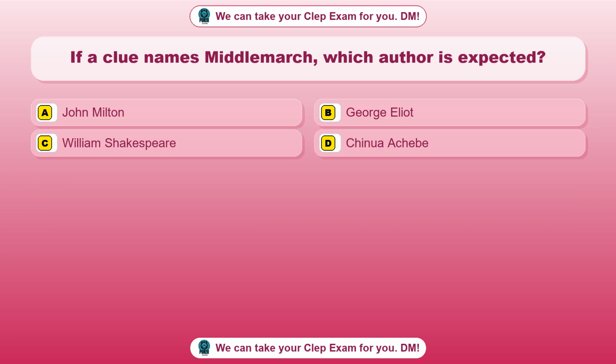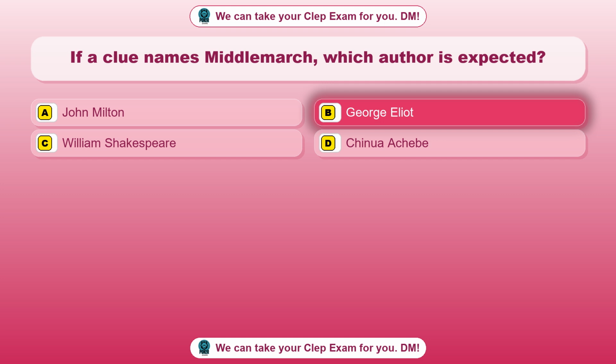Question 34. If a clue names Middlemarch, which author is expected? Option A. John Milton. Option B. George Eliot. Option C. William Shakespeare. Option D. Chinua Achebe. The correct answer is option B.